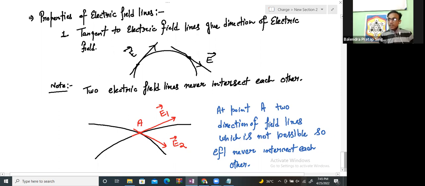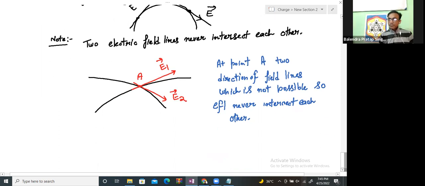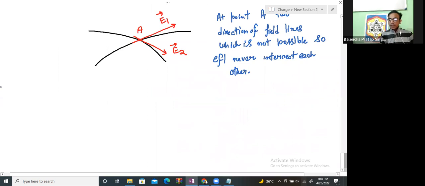Okay, so next point. Have you guys noted down all the points? The first point, sorry, not all the points. Okay, so next point.